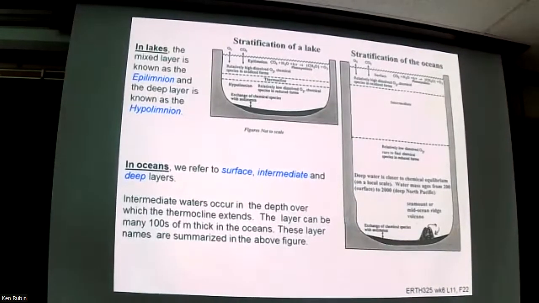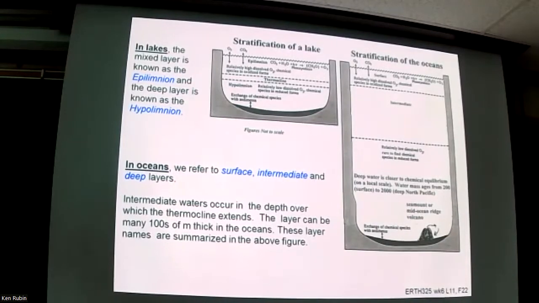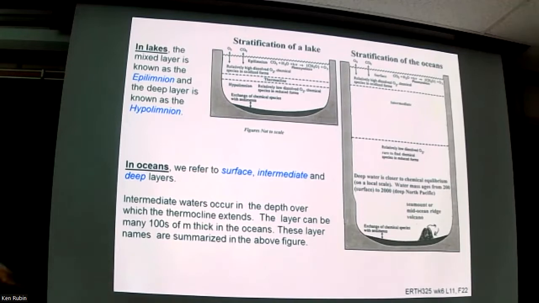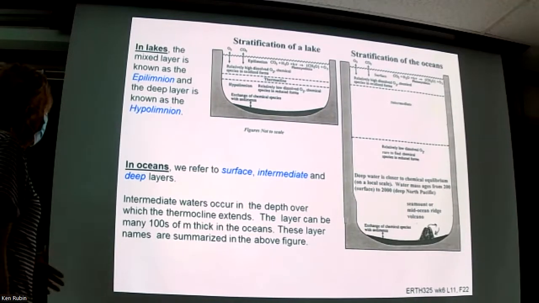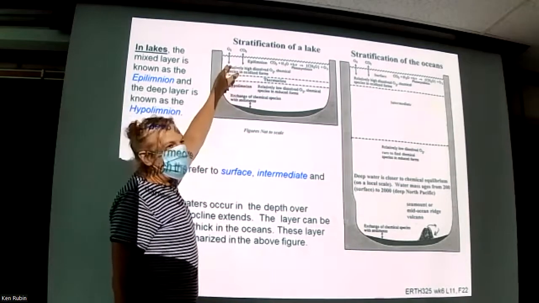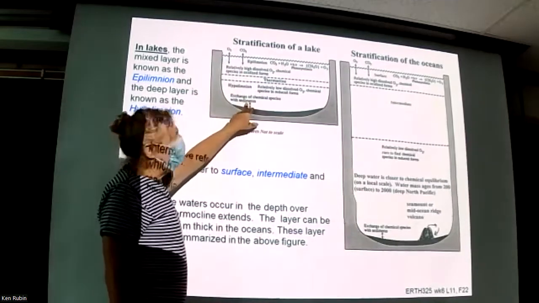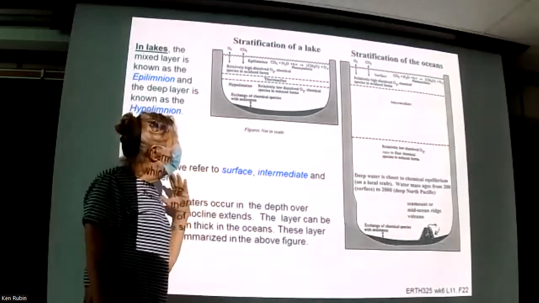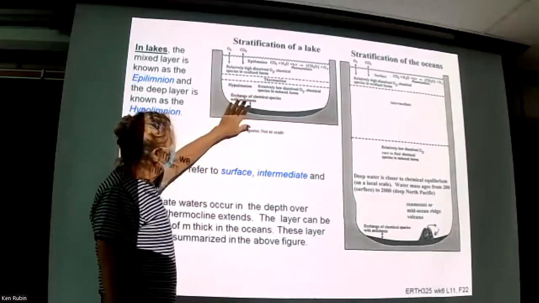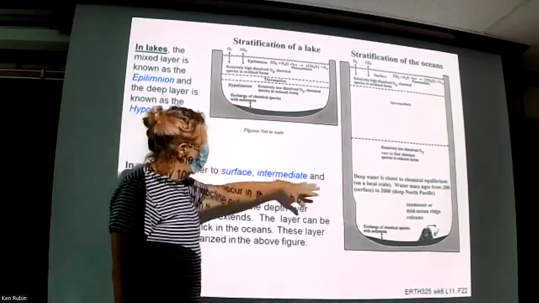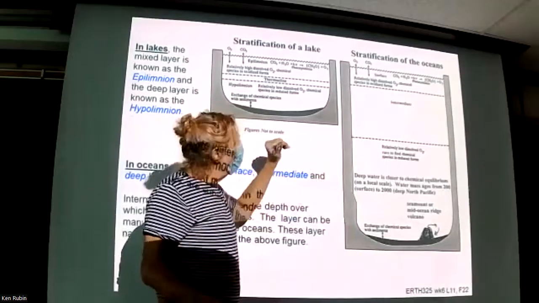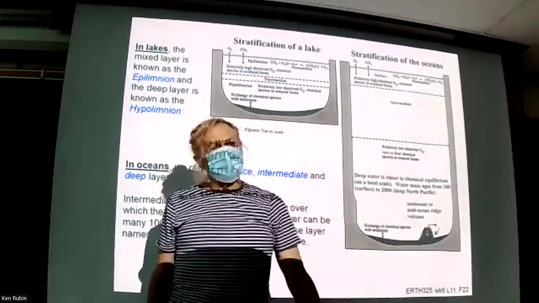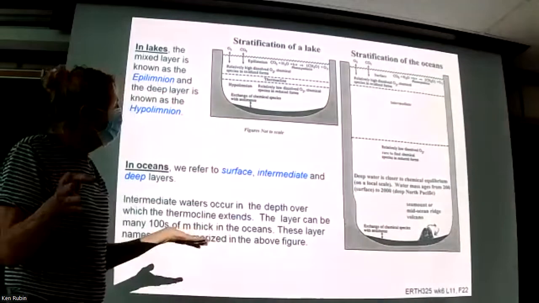So we have some names for these layers. Limnologists, which are people who study lakes, are more creative than oceanographers. So in lakes, the surface layer is called the epilimnion, and the bottom layer is called the hypolimnion, and in between is the thermocline. In the oceans, and this was an image from a textbook, I just took it and modified it to make an oceans version. We just call it surface, intermediate, and deep water. We don't have fancy names for it.